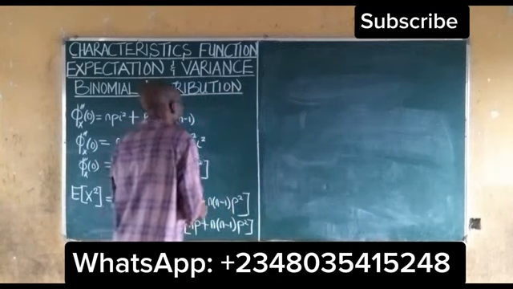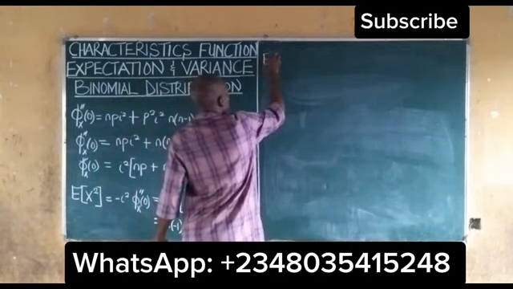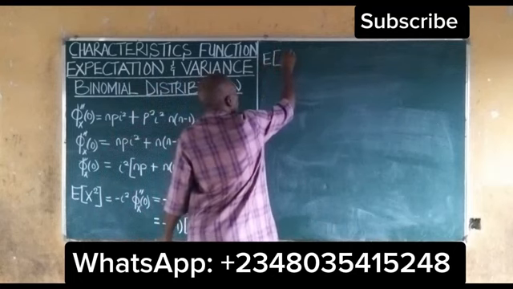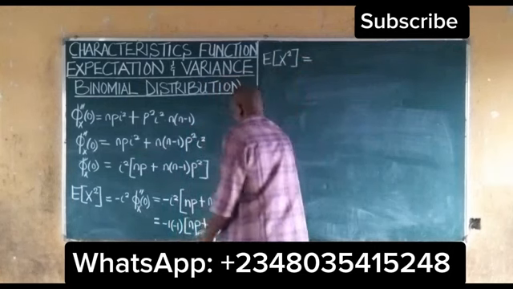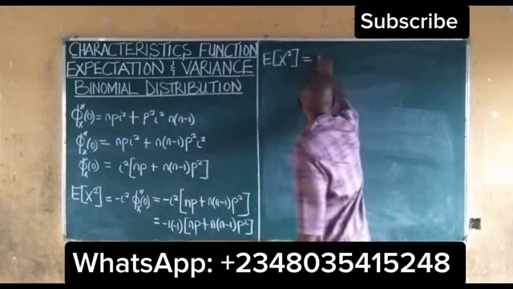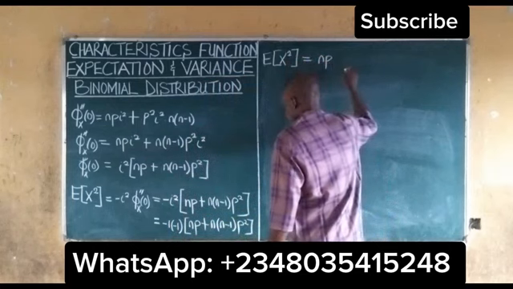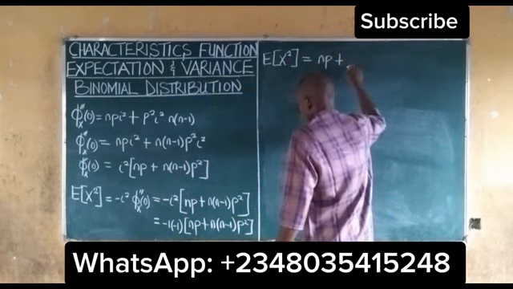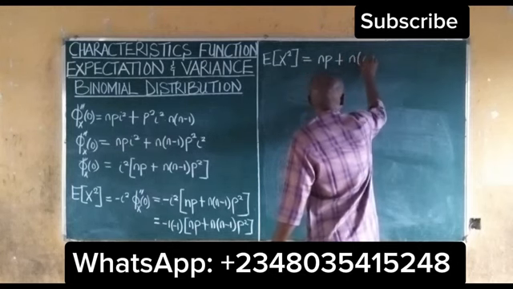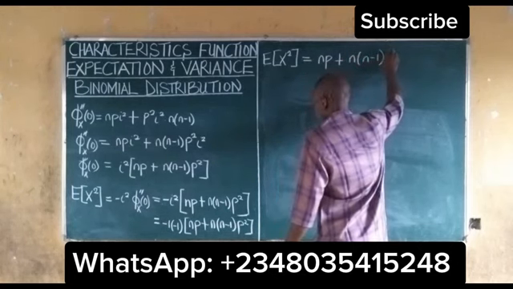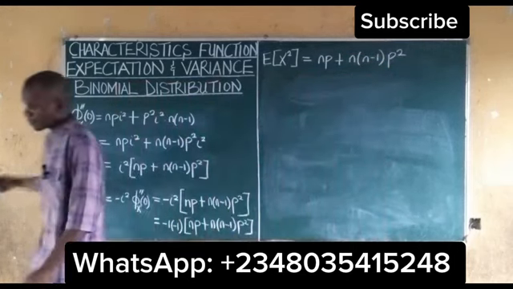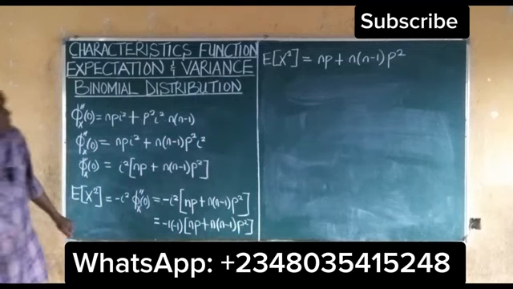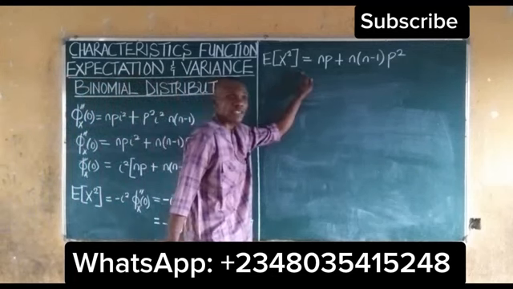So it then means that our expected value of x squared will be equal to the whole of this, which is np plus n into n minus 1 then p squared. So this is what we get. This is what we get as our expected value of x squared.